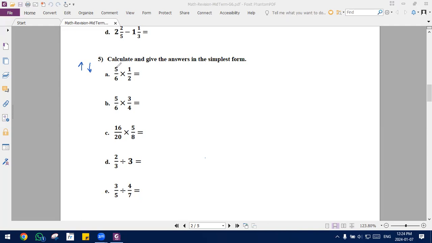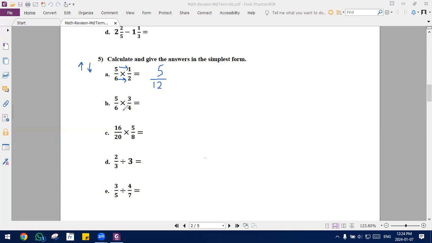Now we check, for example, 5 and 6. No, I cannot. 5 and 2. No, we cannot simplify. Okay, so we just go and multiply. How do we multiply fractions? Up times up, down times down. So numerators together, 5 times 1 is 5. Denominators together, 6 times 2 is 12. And it's already simplified.